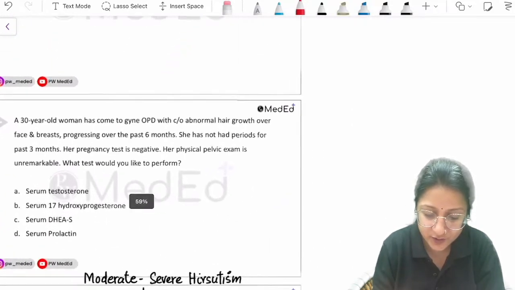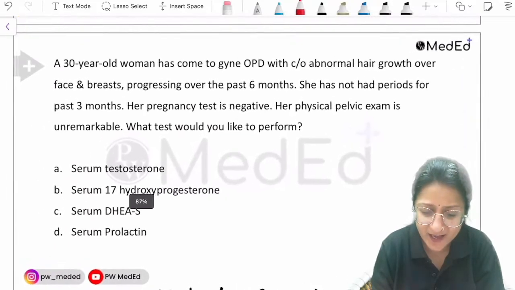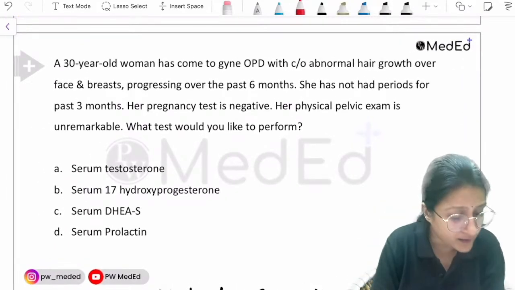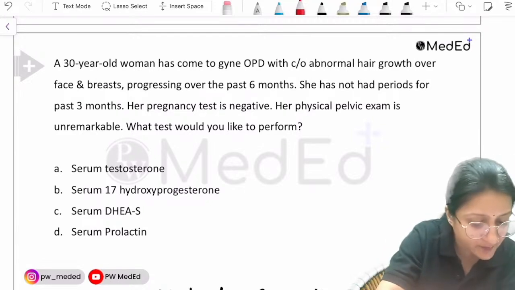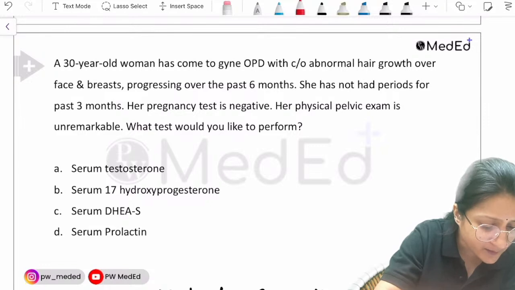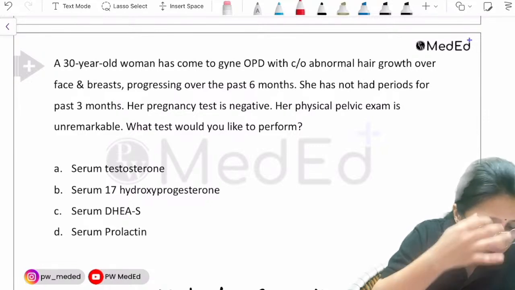Okay, and let's have a look at the last two questions of the day. And then we'll get over. How can we differentiate between intrauterine pregnancy and ectopic pregnancy? Clinical ultrasound is mandatory before MTP and ectopic.